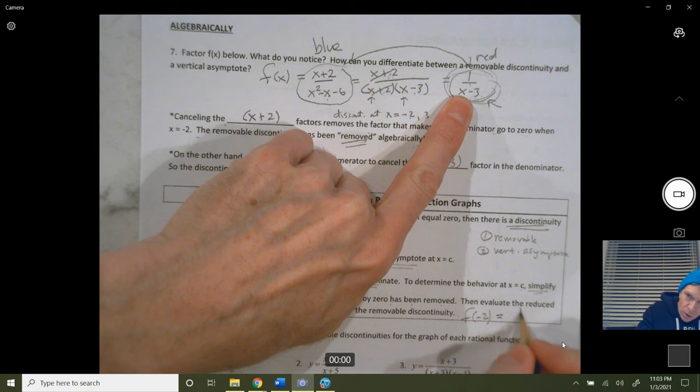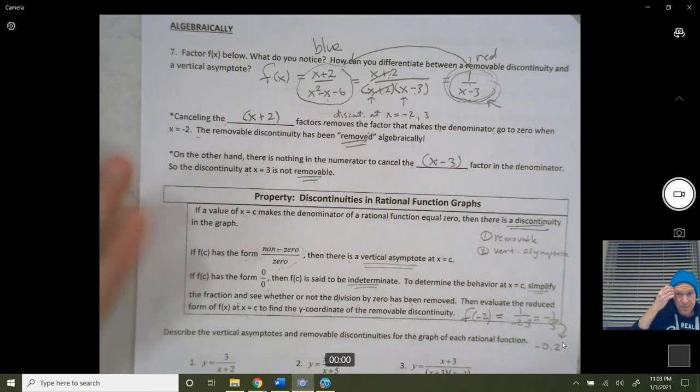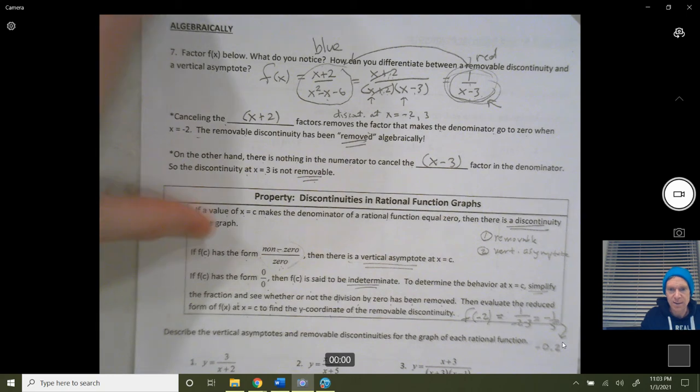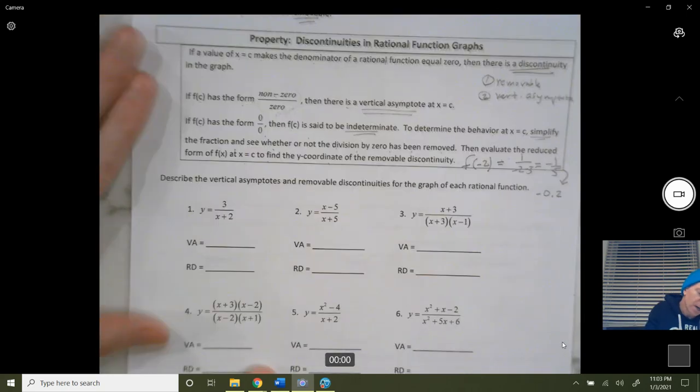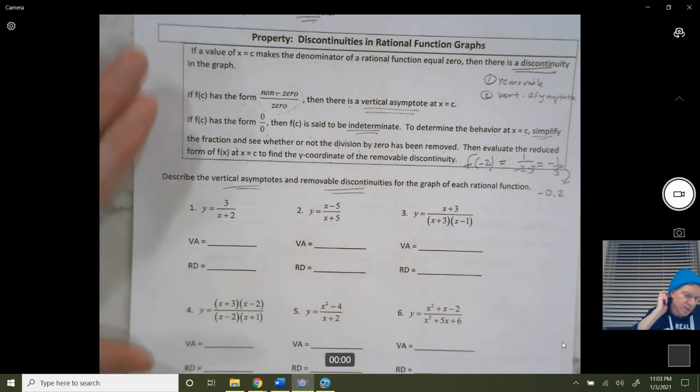So it's going to be 1 over -2 minus 3, which is -1/5, which is what we got, -0.2. Okay. Now we're going to do some practice on this. Describe the vertical asymptotes and removable discontinuities for the graph of each rational function.